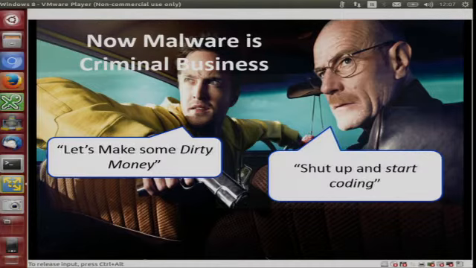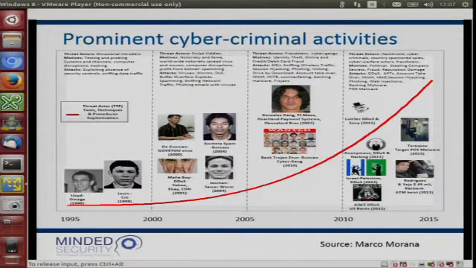Now malware is a criminal business. This is a summary of prominent criminal activities over time. From 1995, we can find threat actors like Lloyd, Omega, and threat actors against AT&T. Then we find Guzman with the I Love You virus I was talking about before, and Mafiaboy, with a DDoS attack against Yahoo. But these attacks were rising, and the damage costs were rising over time.